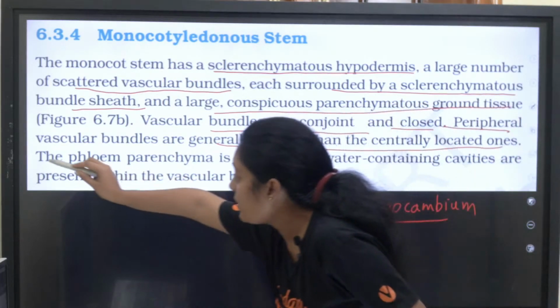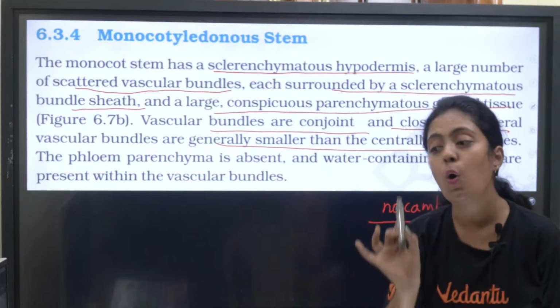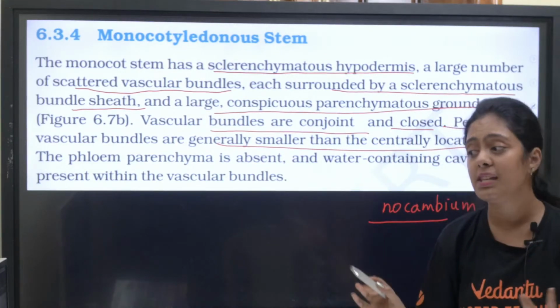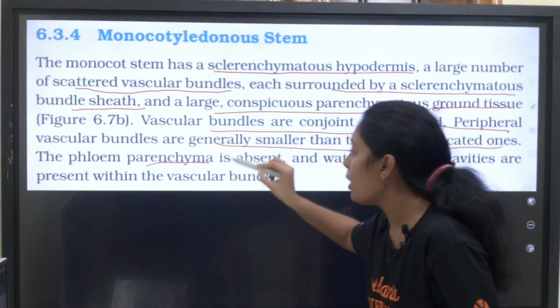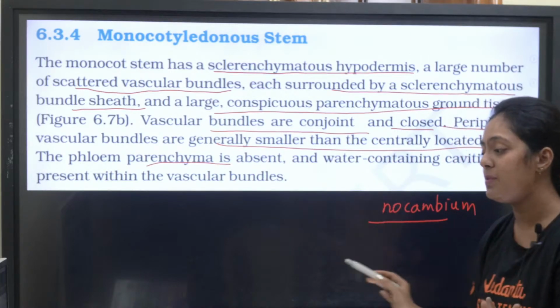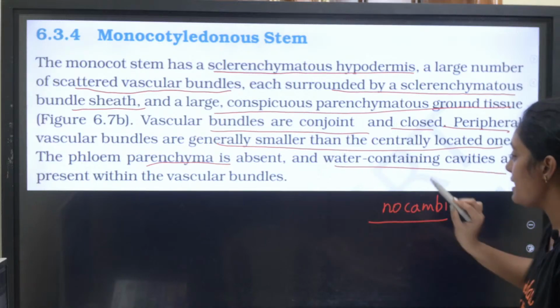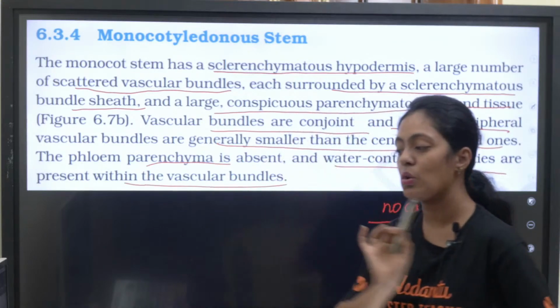See, this line is very important. The phloem parenchyma is absent in monocot stem. What is absent? The phloem parenchyma is completely absent, and water containing cavities are present within the vascular bundle.